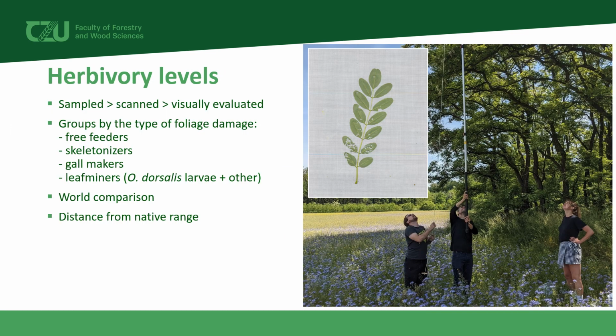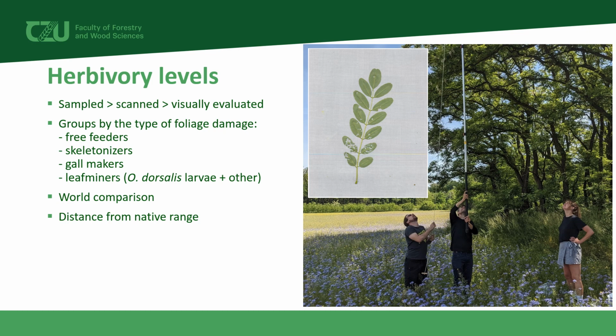To conduct the field portion of our research, we collected leaf samples and scanned them using the method depicted in the picture on the right. Next, we visually assess the type and extent of damage on each leaf, categorizing the damage into four main groups: free feeders, which cause damage by biting the leaf, skeletonizers, which feed on the surface of the leaf, gall makers, and leaf miners, which feed inside the leaf.